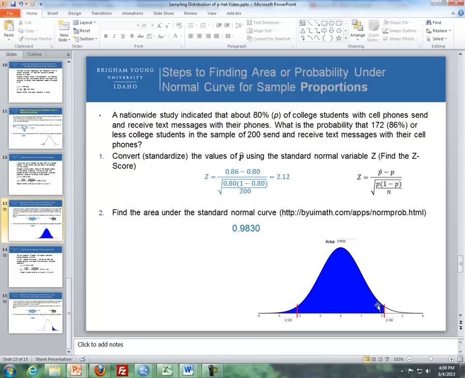So now what we do is we take this 2.12, put it into the applet, but here we shade to the left because we're dealing with less, 86% or less, so we shade to the left of 2.12 to get a probability of 0.983. Okay, let's go through one more example.